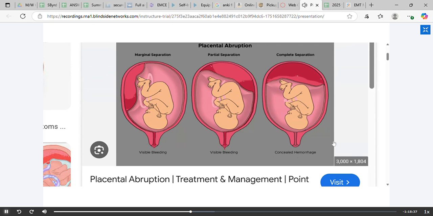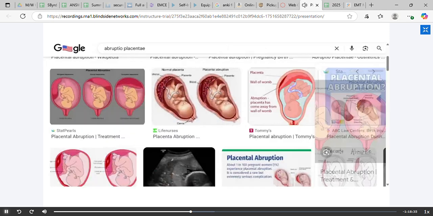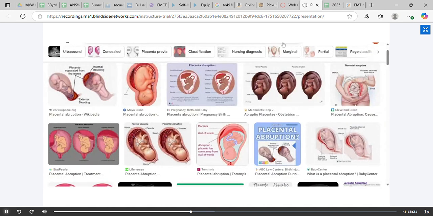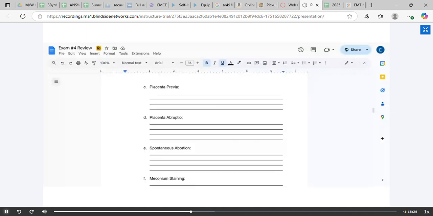going to have bleeding, right? But she'll have all the other signs and symptoms. Okay. So that's your placenta previa and your abruptio placenta.